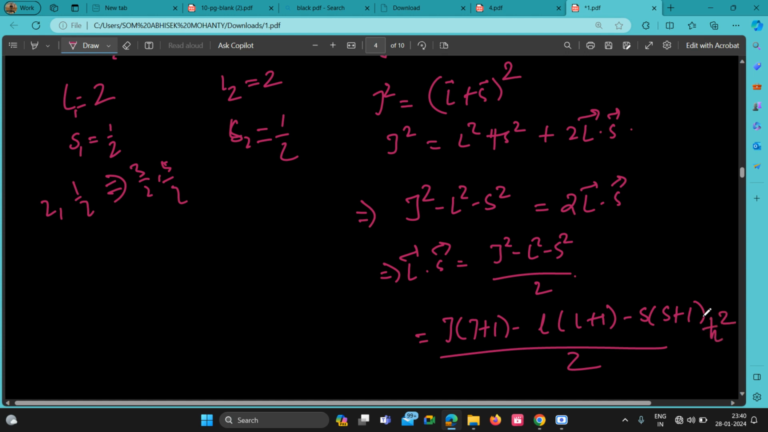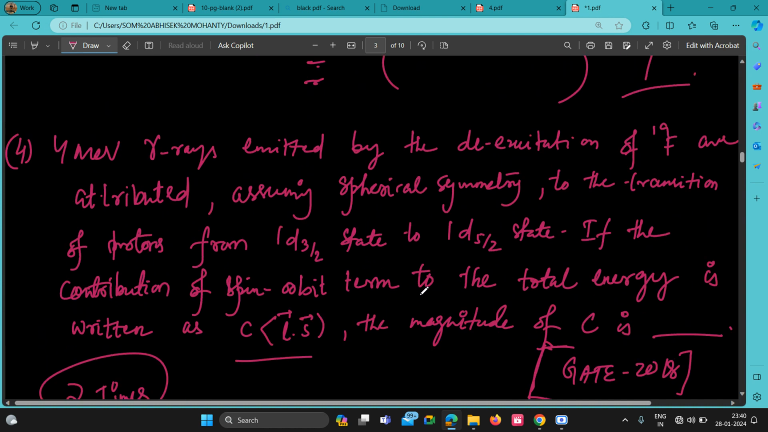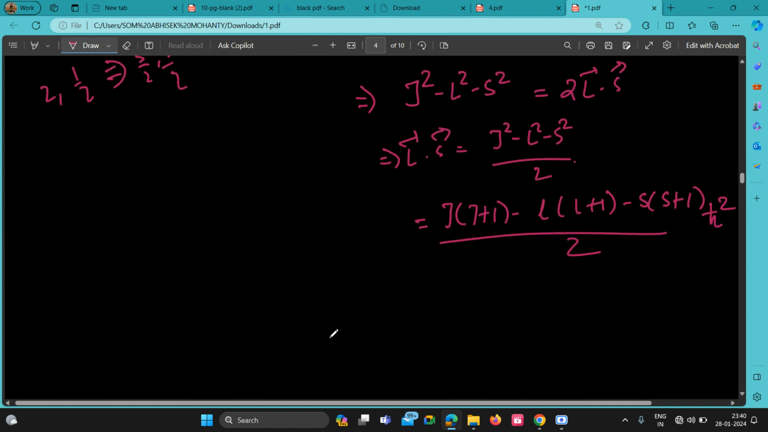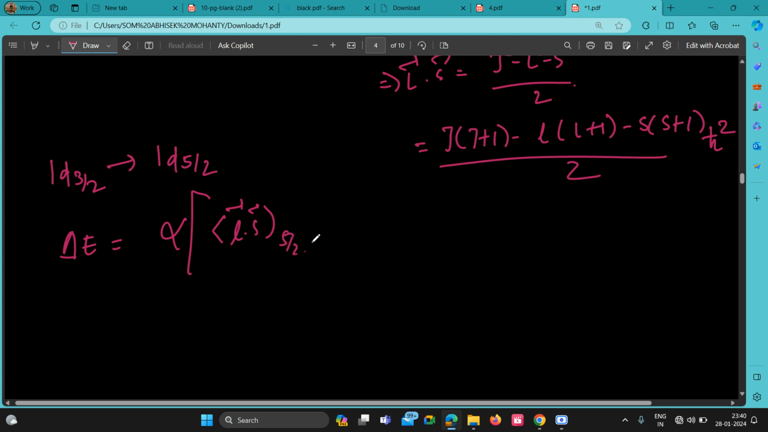Is that alright? Now the question is: the contribution of the spin orbit term to the total energy is C dash. So the contribution is written as what? This is 1d 3 by 2 to 1d 5 by 2. So the contribution I can write as del E is equal to alpha L dot S for 5 by 2 minus L dot S for 3 by 2. As you practice more you will understand this.